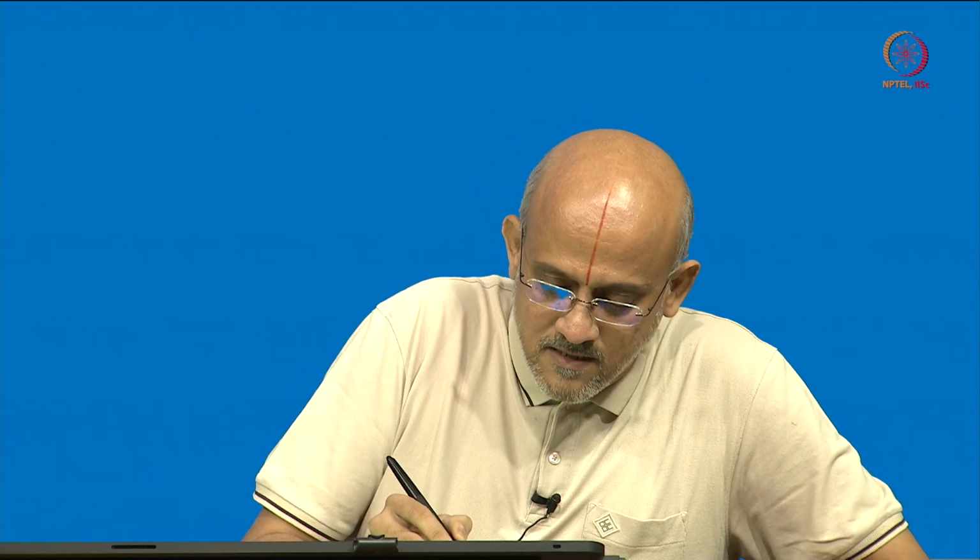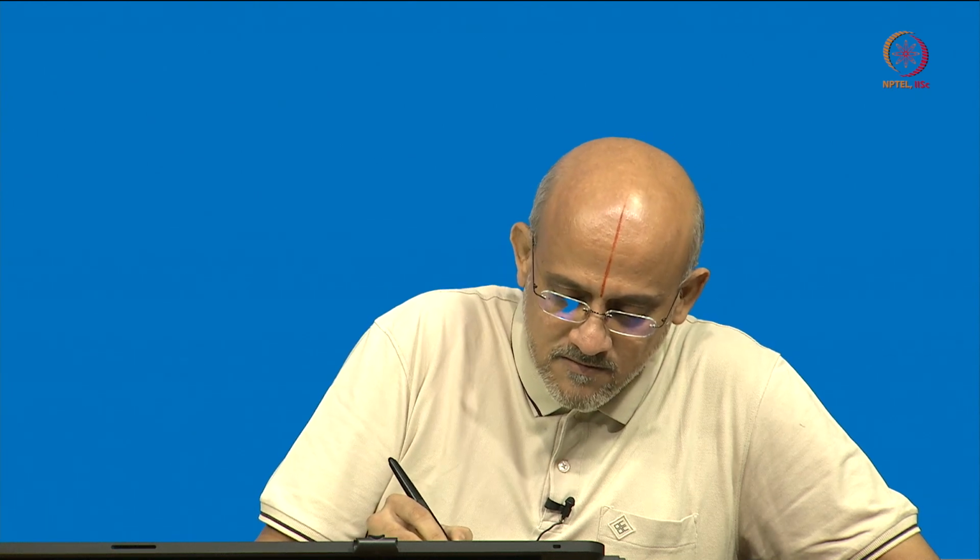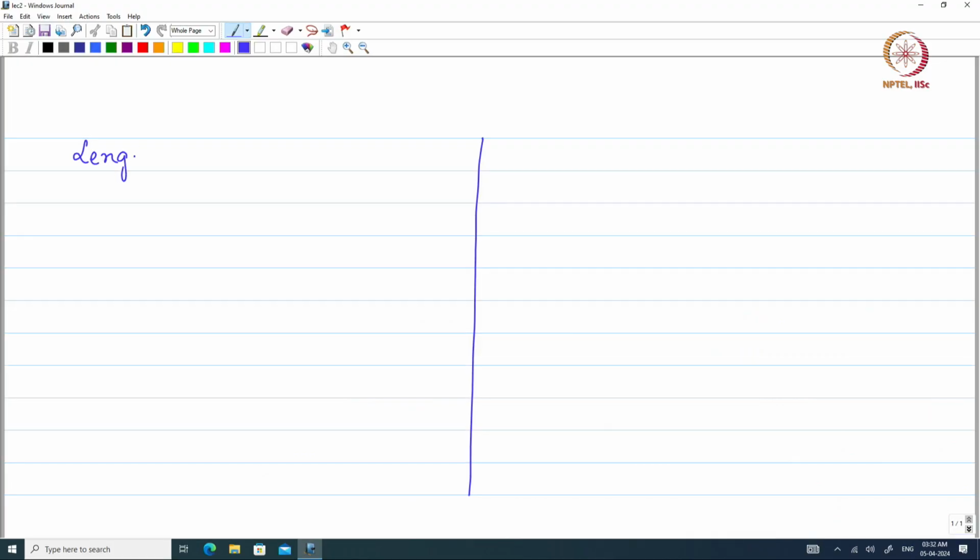So, now we look at the idea of the length of the vector. We just saw that a vector is basically something which is talking about displacement, it is going to have a direction and it is also going to have a length or a magnitude. So, what we are going to do is we are going to look at the length of the vector. Now, what do we mean by saying length of a vector?